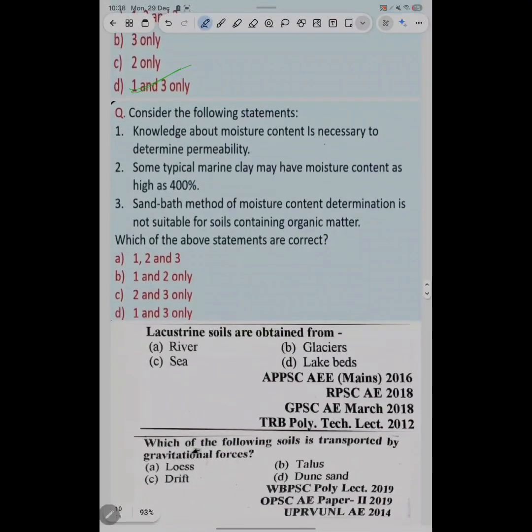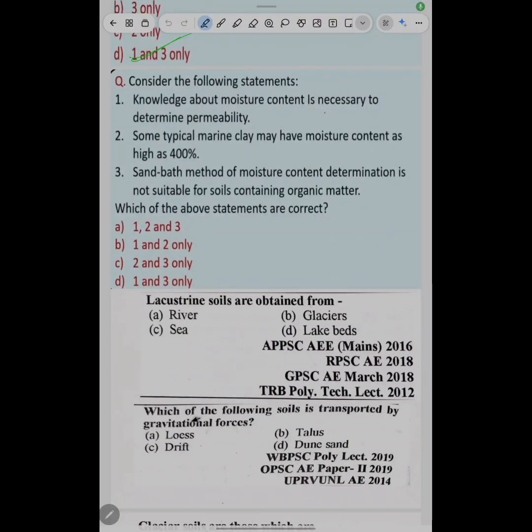Next question. Consider the following statements. Knowledge about moisture content is necessary to determine permeability. Some typical marine clay may have moisture content as high as 400%. The sand bath method of moisture content determination is not suitable for soil containing organic matter. So in this case, statements 2 and 3 are correct. So option C is the correct answer. This portion we will discuss in the next chapter.